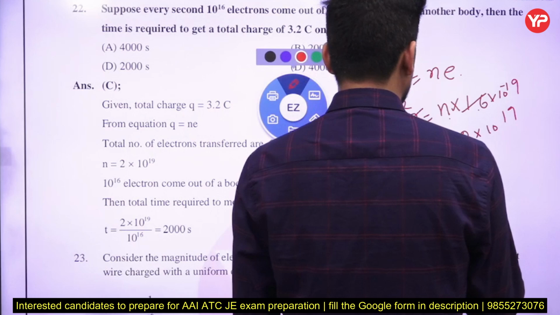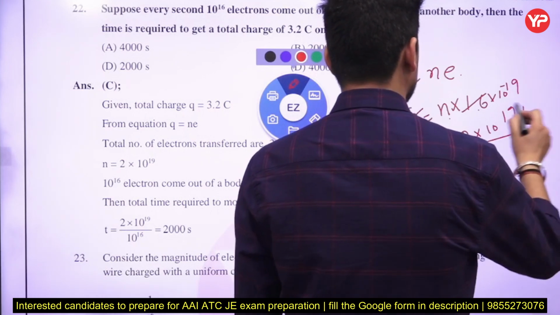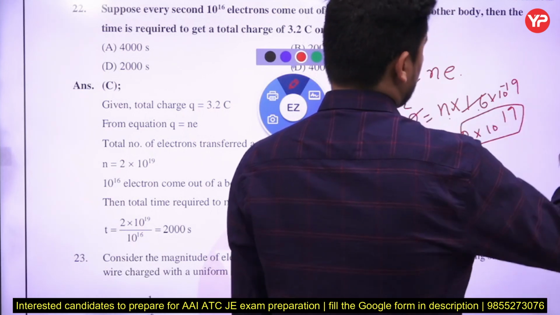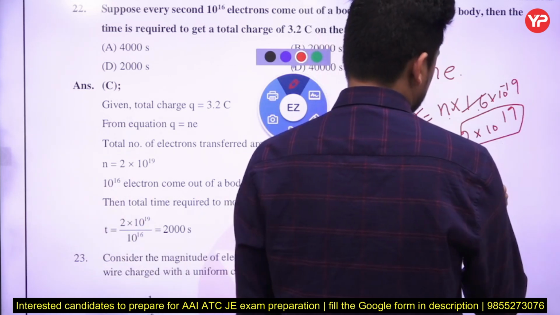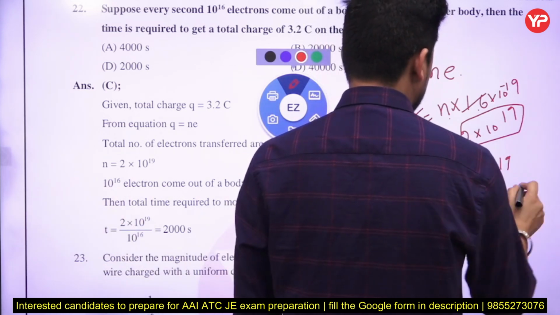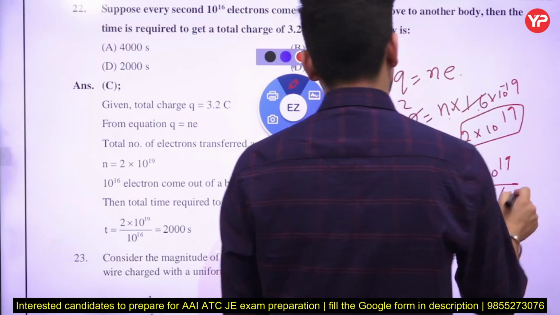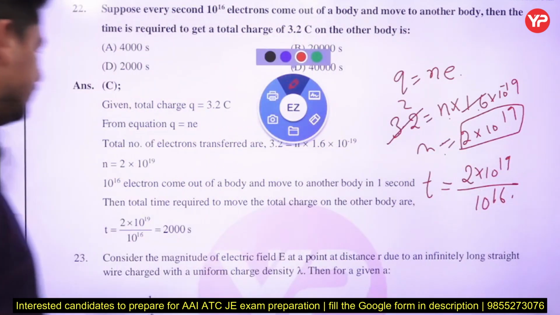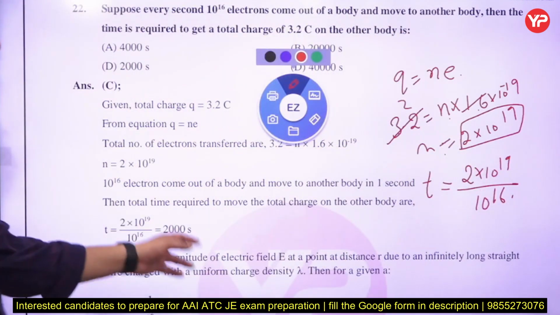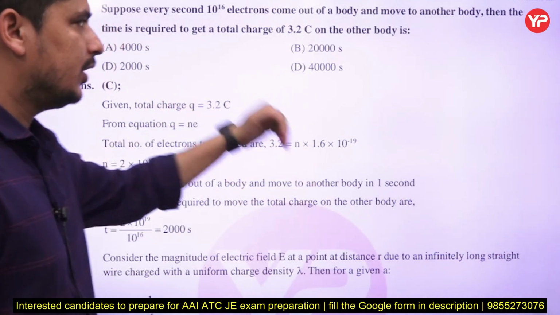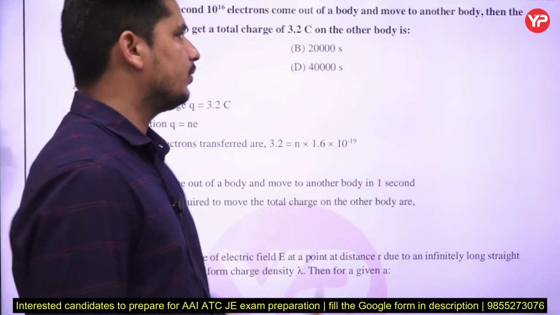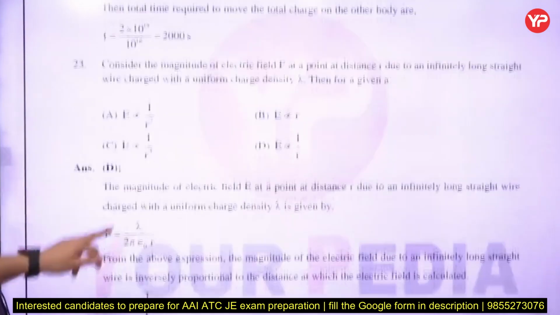So it means if we are calculating time, how much time it will take to go 2 into 10 raised to power 19 electrons from first body to the second body. So you have to do 2 raised to power 19 divided by 10 raised to power 16 and you will get the answer, that much amount of seconds. So 2000 seconds it will take to go 3.2 coulomb charge from first body to the second body.